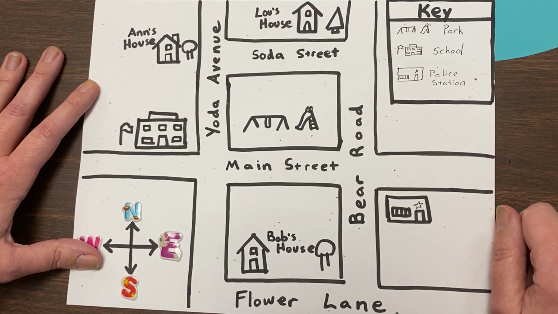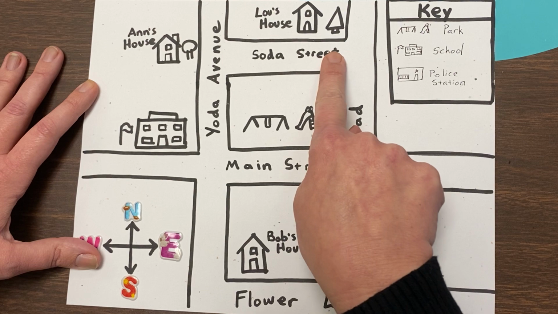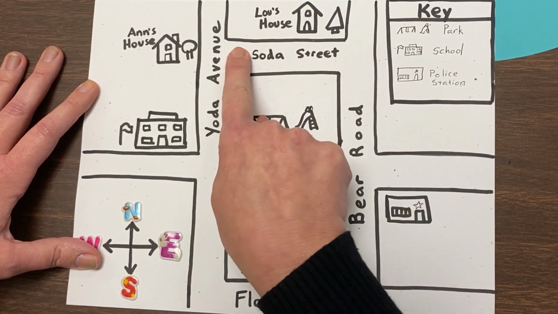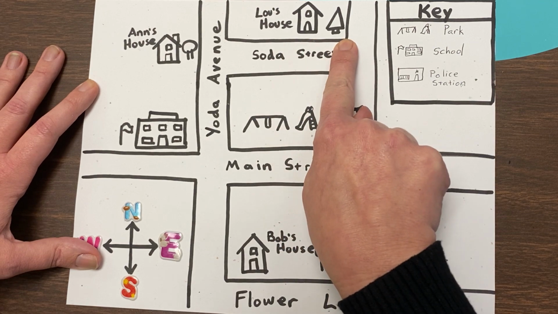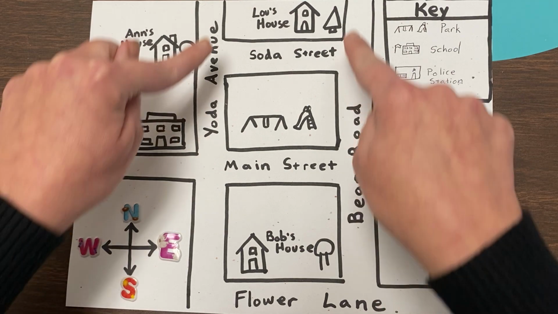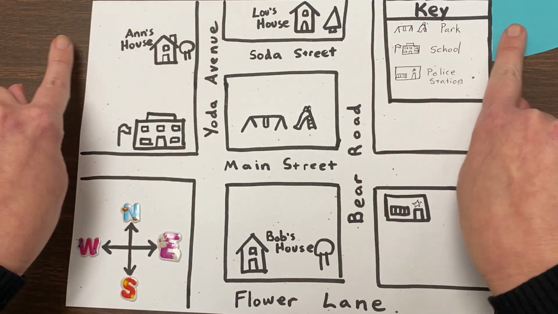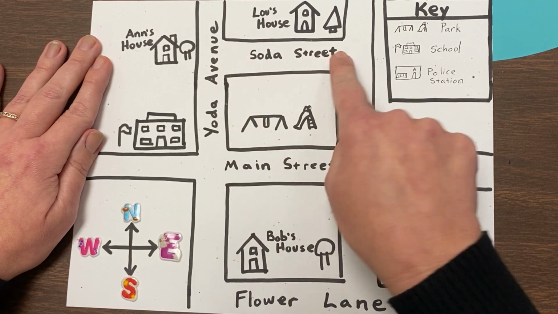I see a very short street. Do you? It's this little teeny street here. It's called Soda Street. It only goes from here to there because we have these blocking it and it doesn't go on after. So this short street is Soda Street.